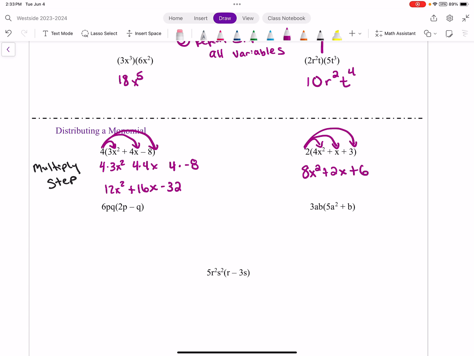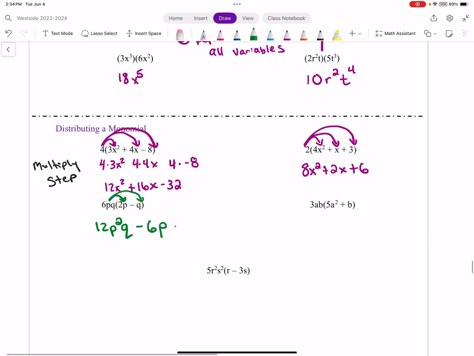We're going to move down to the next row. So 6pq times 2p. I'll switch colors. So this would be 12. P and p makes p squared. And then that q just attaches. So 12p squared q. And then we're going to go here. This is technically a 1. So we'd have minus 6. The p is going to attach. It's nothing to go with it. And then q and q makes q squared.